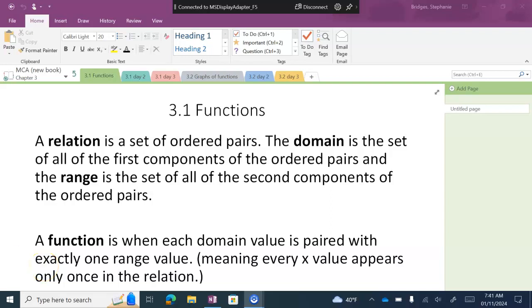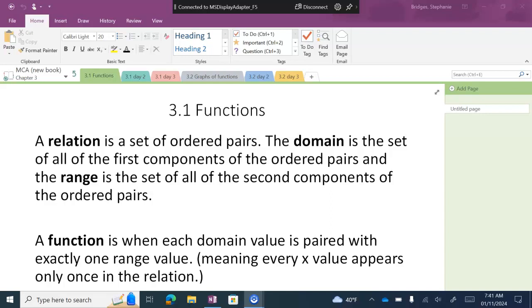Okay, so the first one is a relation, and a relation is simply a set of ordered pairs. Remember, an ordered pair is an x, comma, y in parentheses. That will be one question on your quiz. It's going to give you a set of ordered pairs, and it's going to say, is this a relation? That answer should always be yes. A relation is just a set of ordered pairs.